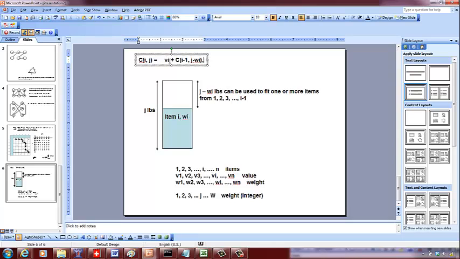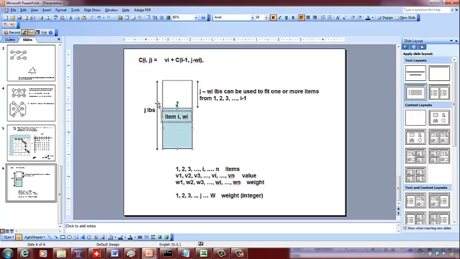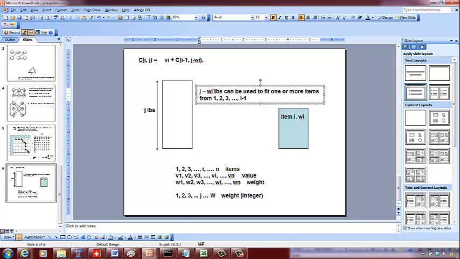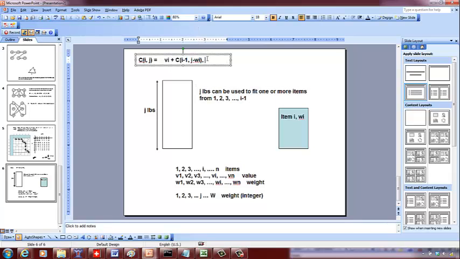The other option is to not put item i. If you don't put item i into the knapsack of capacity j, the whole of j is basically available for items 1, 2, 3 up to i minus 1. So it's going to be the value of items 1 through i minus 1 comma j, right? So you basically take the maximum of these two.